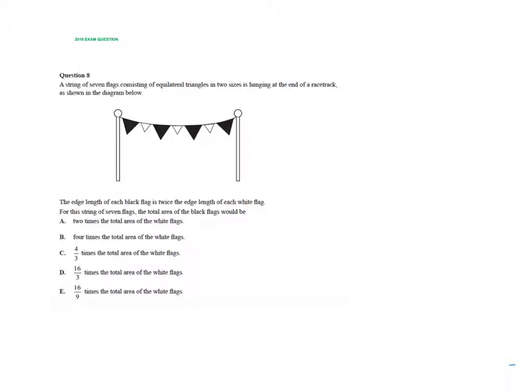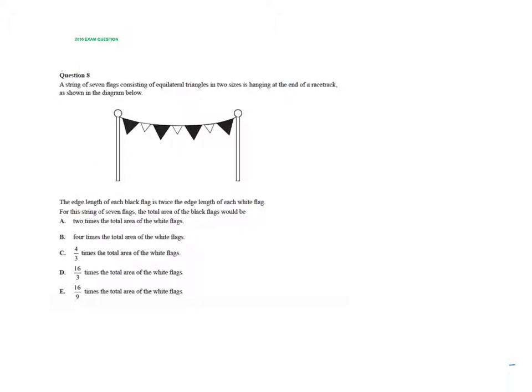A string of 7 flags consisting of equilateral triangles in 2 sizes are hanging at the end of the racetrack, as shown in the diagram. The edge length of the black flag is twice the edge length of the white flag. For the string of 7 flags, the total area of the black flags would be... And then you can see that they're comparing the black flag to the white flags with their answers there.